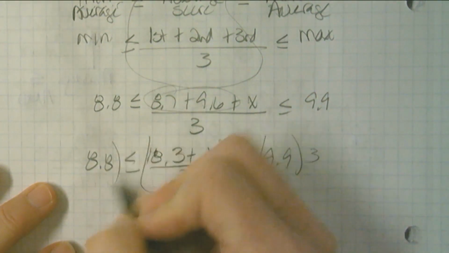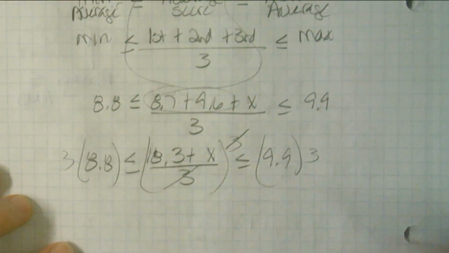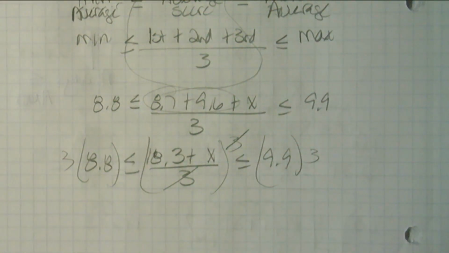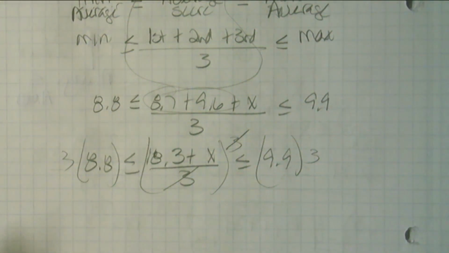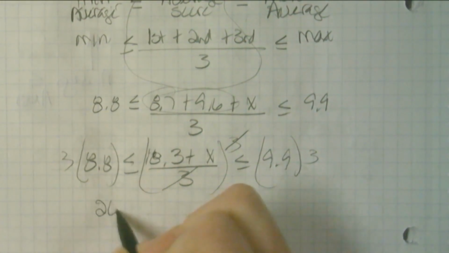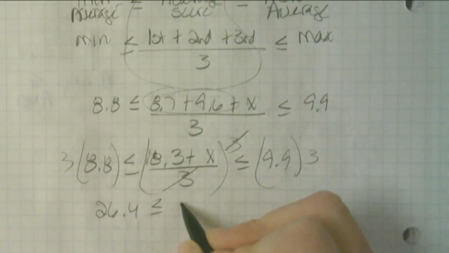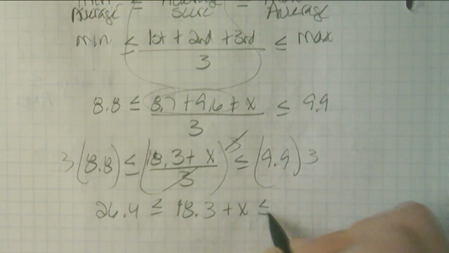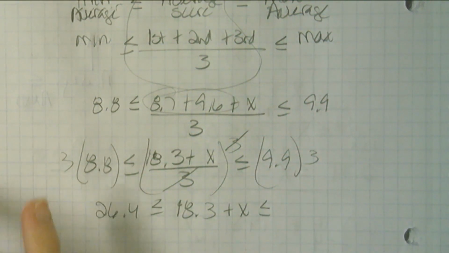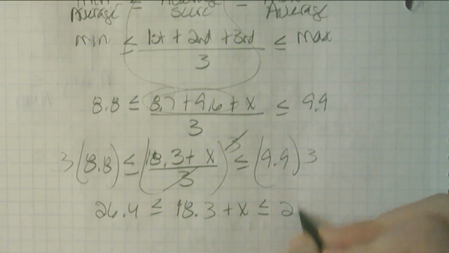Yep, so I'm going to multiply by 3 on all sides so I can get rid of that 3 in my denominator. All right, so 8.8 times 3 is going to give me 26.4 is less than or equal to 18.3 plus x, which is less than or equal to 29.7.